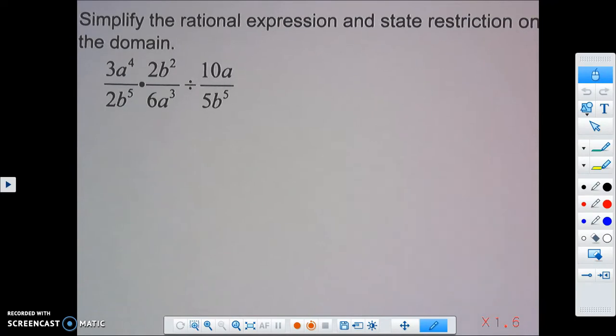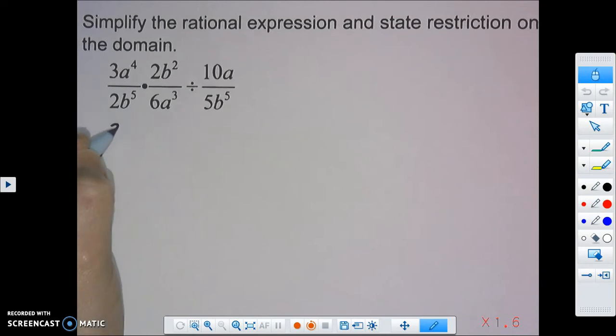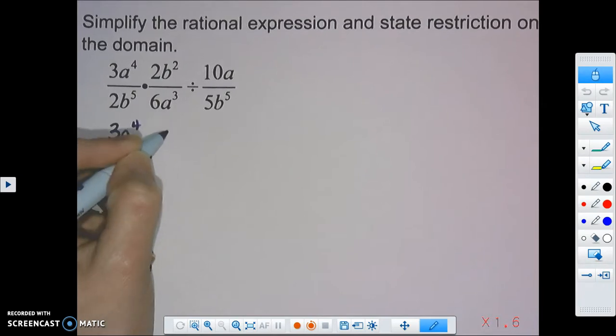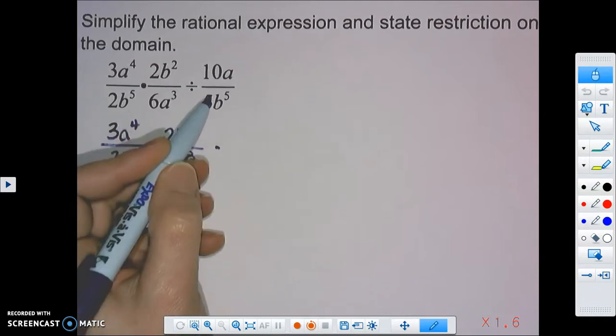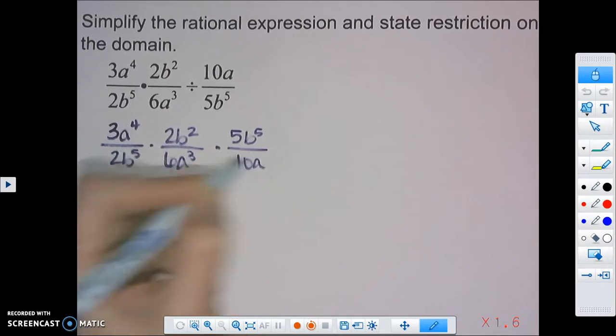So the first one that we're going to talk about is this. We have 3a to the fourth divided by 2b to the fifth, times 2b squared divided by 6a to the third, all divided by 10a over 5b to the fifth. So in this question, since there are no parentheses, we're going to go ahead and work on doing everything all at once. That means that our multiplication fractions can stay the same. And then our division fraction, remember, we're going to flip it and multiply.